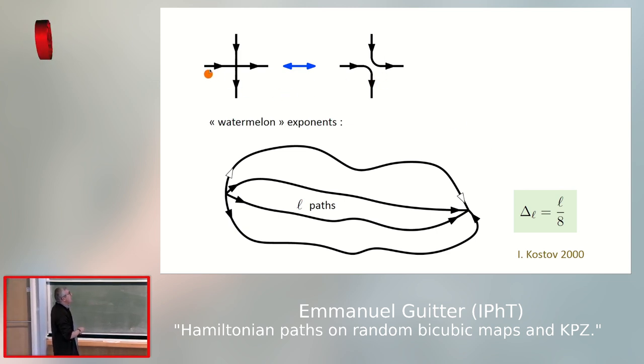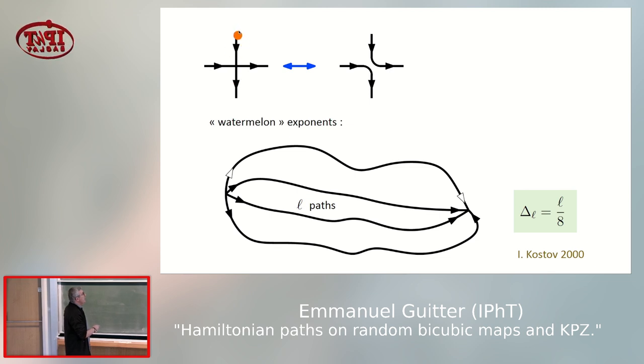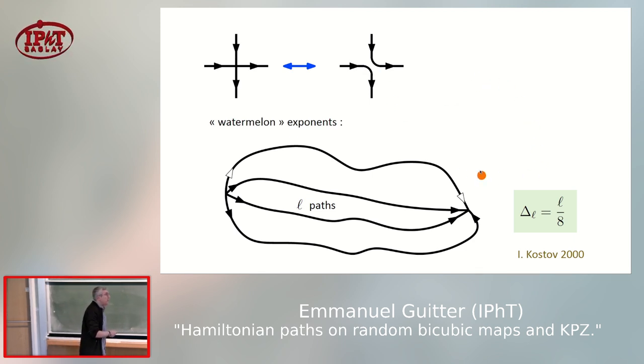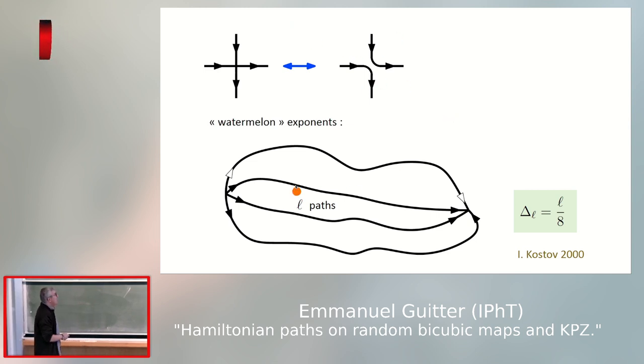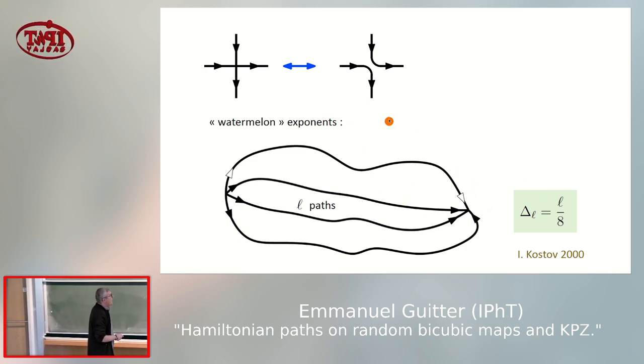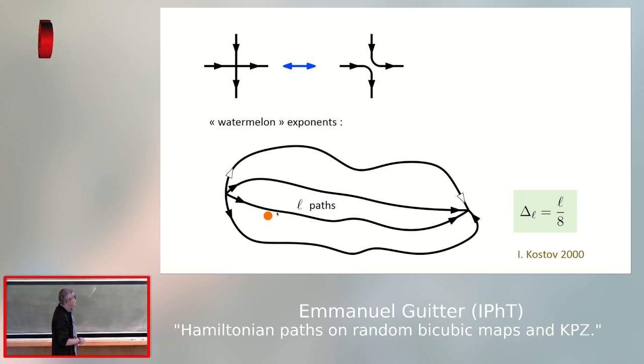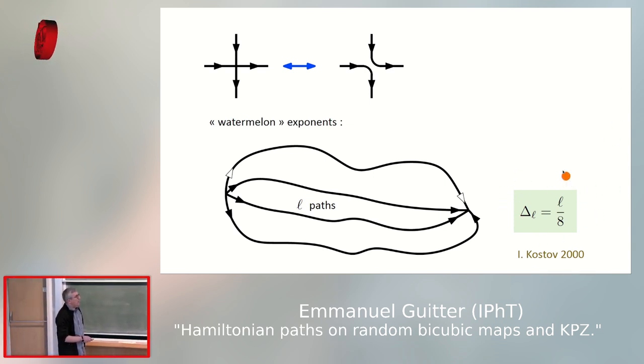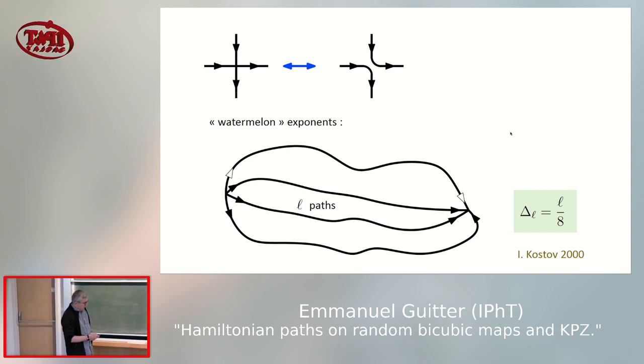In the six vertex model, what you can do is use this orientation to define loops. These loops have nothing to do with my loops of the FPL model. These are completely different loops. And you can compute with these loops the so-called water balloon exponent, which corresponds to having a number of paths exiting one vertex and reconnecting at another vertex. You have L such paths. And the delta, which I call delta L, corresponding to this kind of effect, was computed by Ivan Kostov in 2000. And it's L over 8 for this value of lambda. So this is an exact result obtained from matrix models.